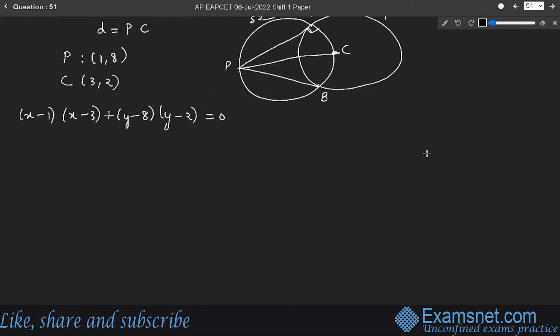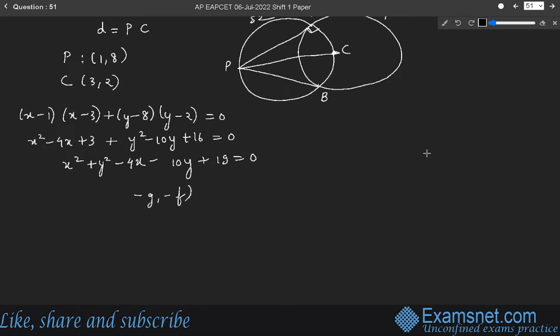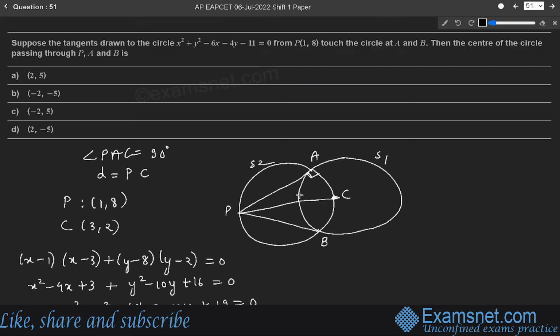Now on further multiplication, it becomes x square minus 4x plus 3 plus y square minus 10y plus 16 is equal to 0. So it will be x square plus y square minus 4x minus 10y plus 19 is equal to 0. We know that we have to find the center and center is always equal to minus g comma minus f, and here the values of g and f are 2, 5. So the center of this circle will be 2, 5, which is option number A here.